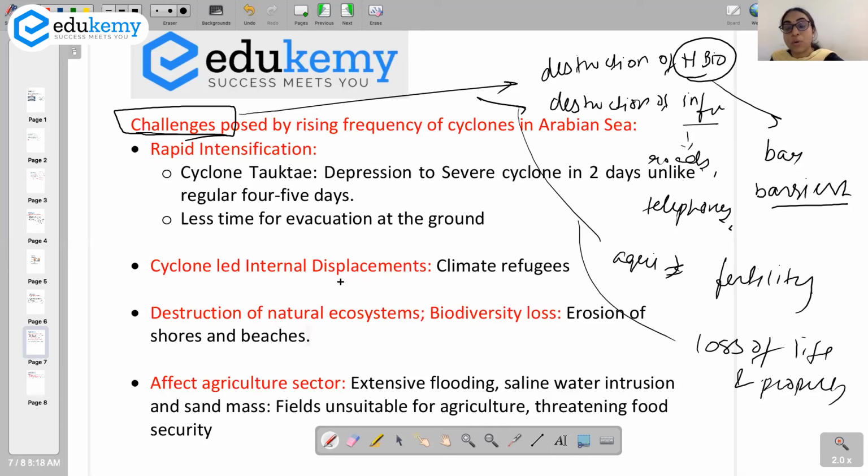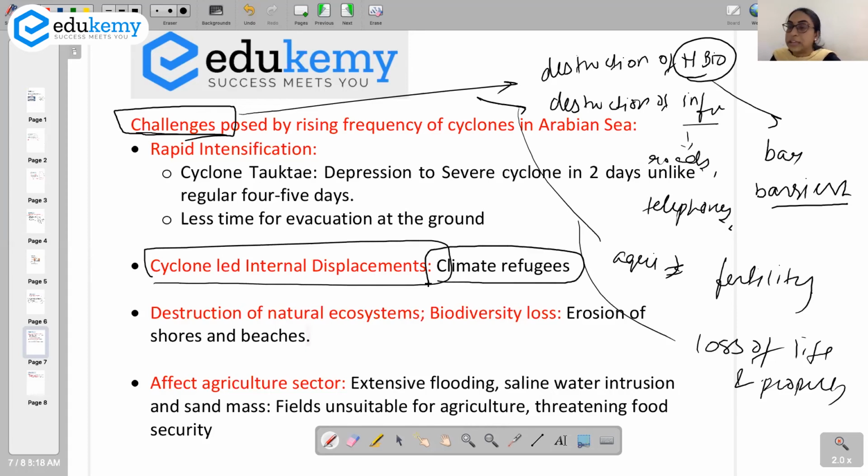There is another important thing that has come up recently, which is cyclone-related displacement. This cyclone would lead to greater displacement and a great increase in the number of climate migrants, the people who are migrating because of climate-related issues. That is also called climate emergency related migration. So cyclone-related internal displacement can be visualized because of the increasing number of cyclones in the Arabian Sea.